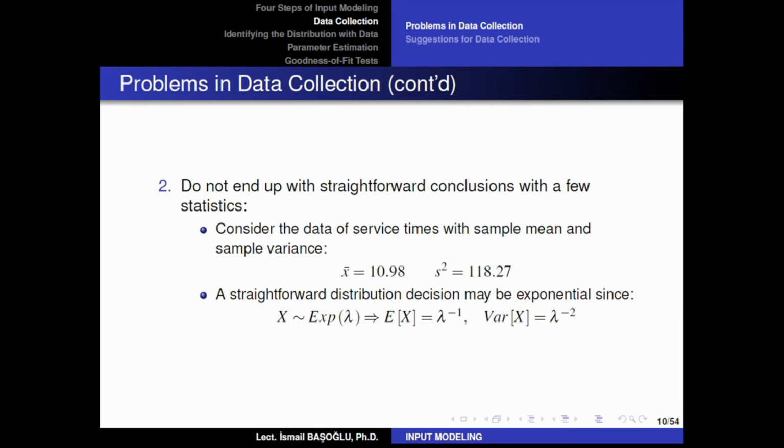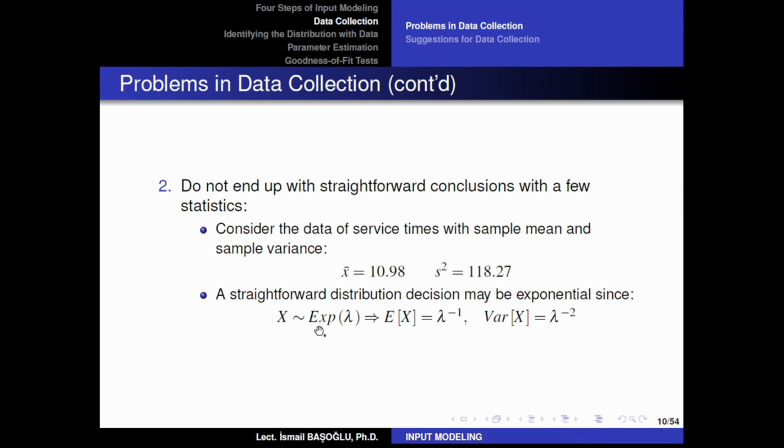The second problem that you may observe is that we should not end up with straightforward conclusions from a few statistics. For example, let's just say I have collected data and calculated the sample mean and the sample variance. The sample mean looks like 10.98 and the sample variance is 118.27. As you can see, the sample variance is almost equal to the square of the sample mean. Now, you know in which distribution you have this situation.